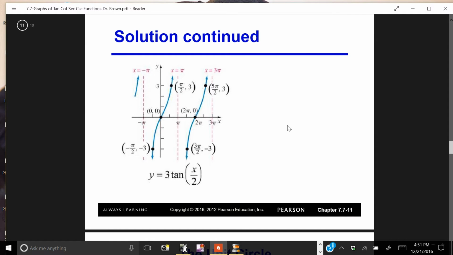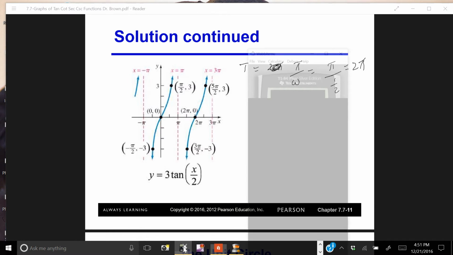Let's try another one. In this particular case, the period is pi over omega, which is pi divided by 1/2, which is 2 pi. So the period is 2 pi. And so we want to show at least 2 periods. Let's go to the calculator.